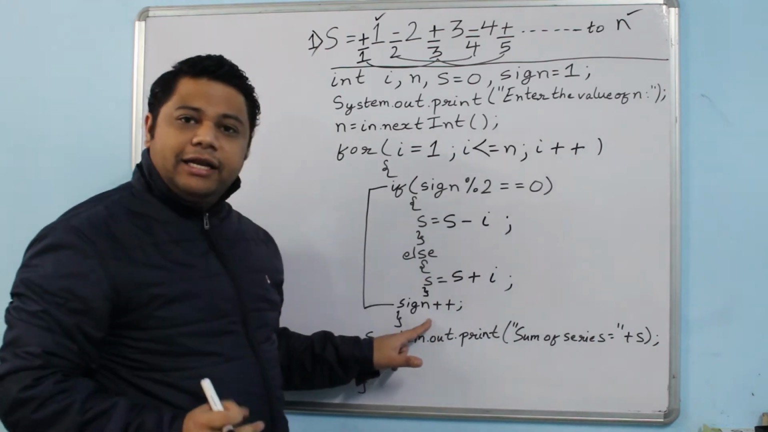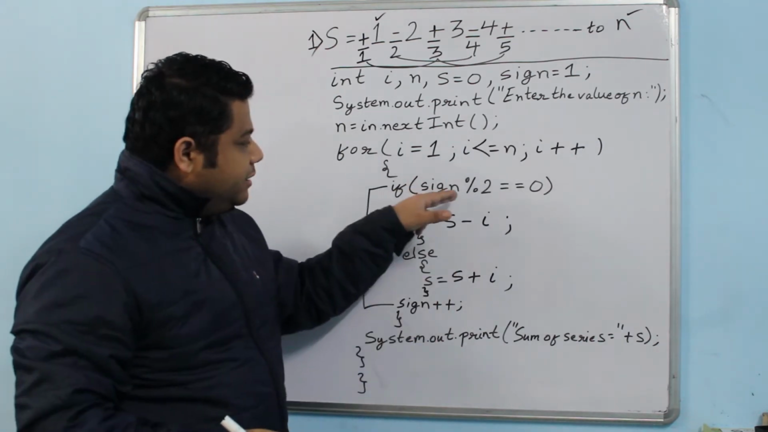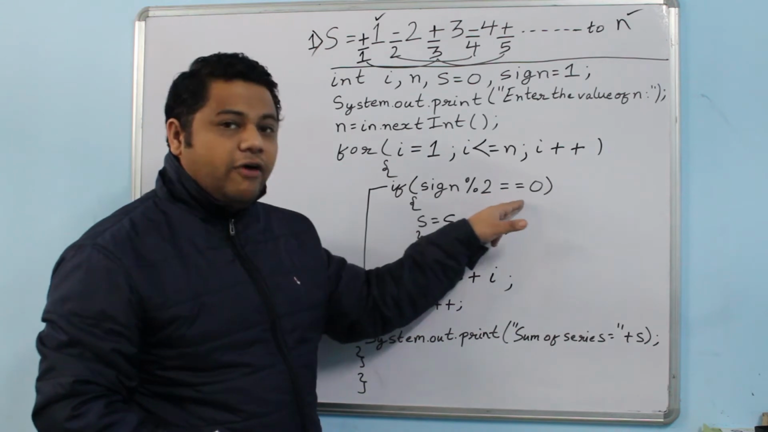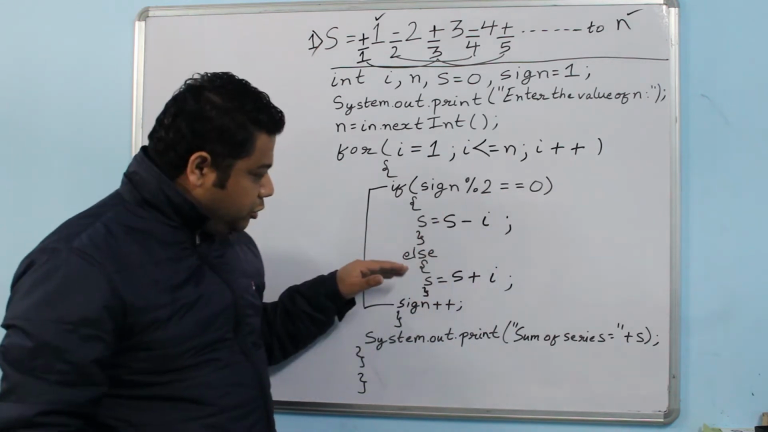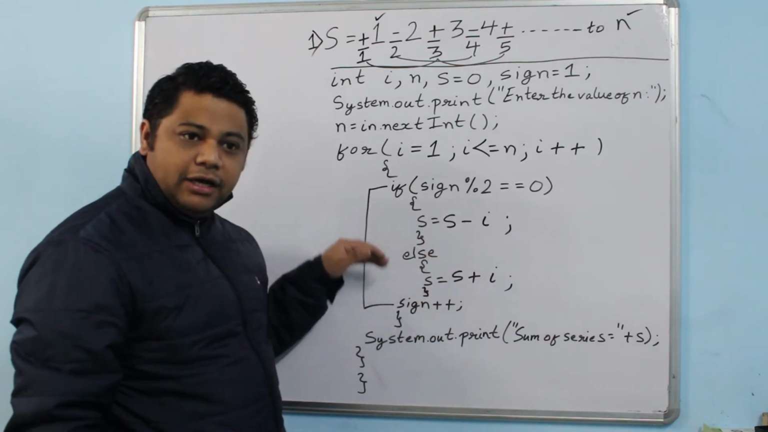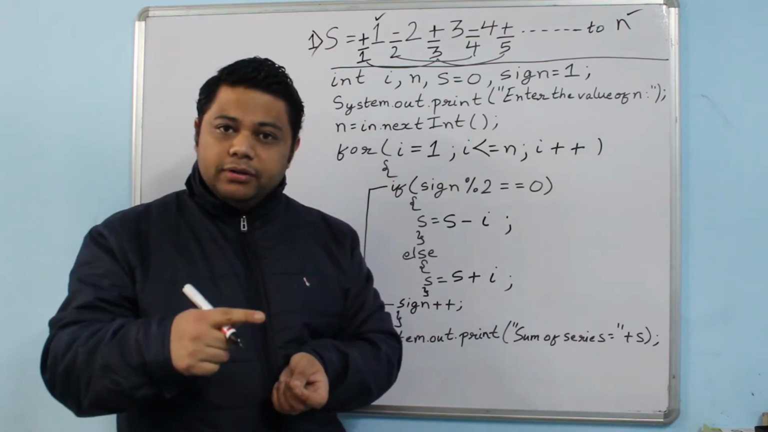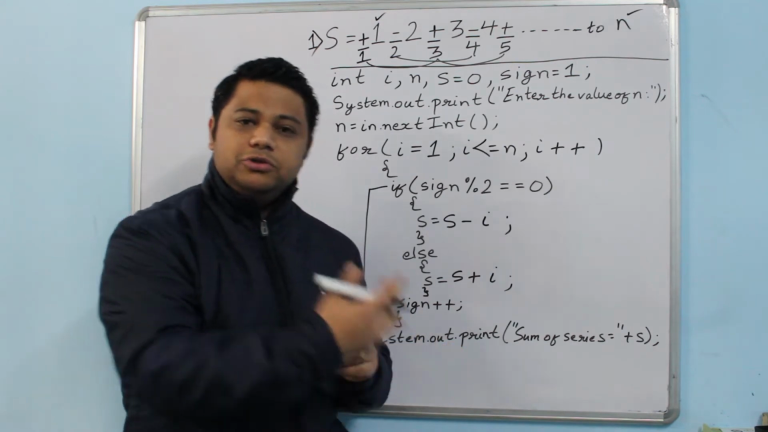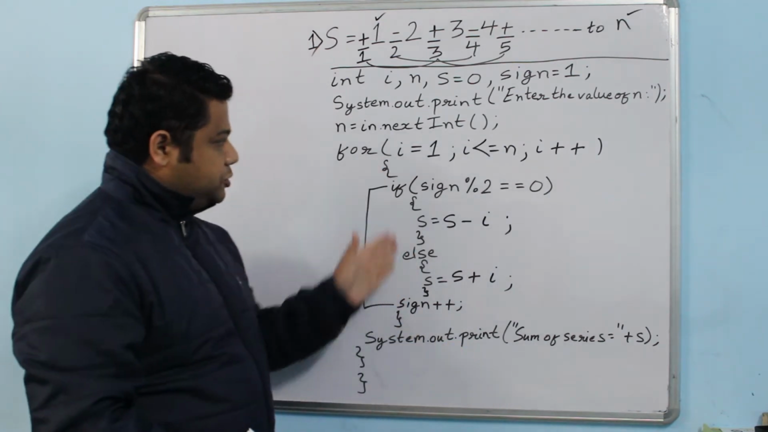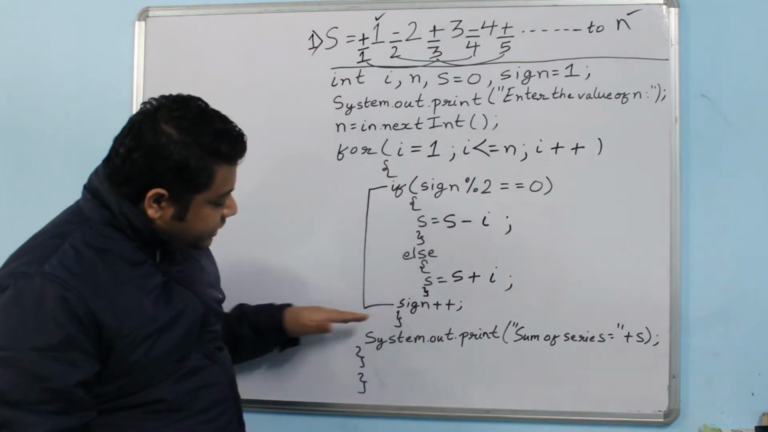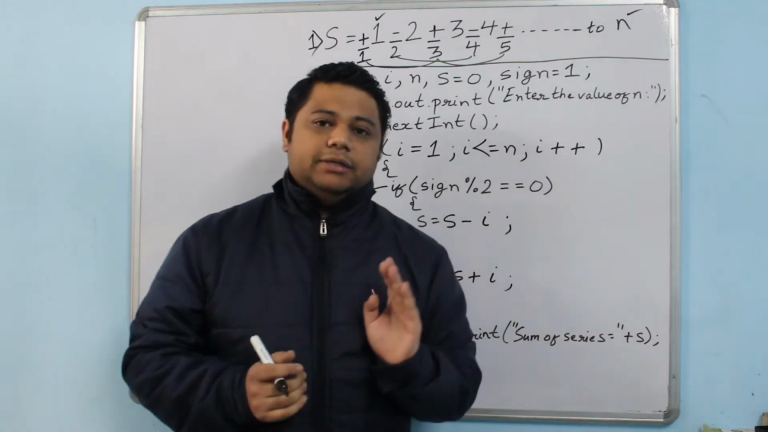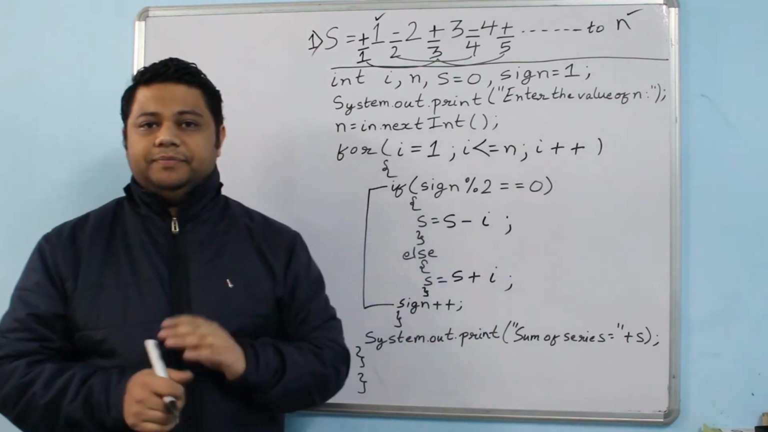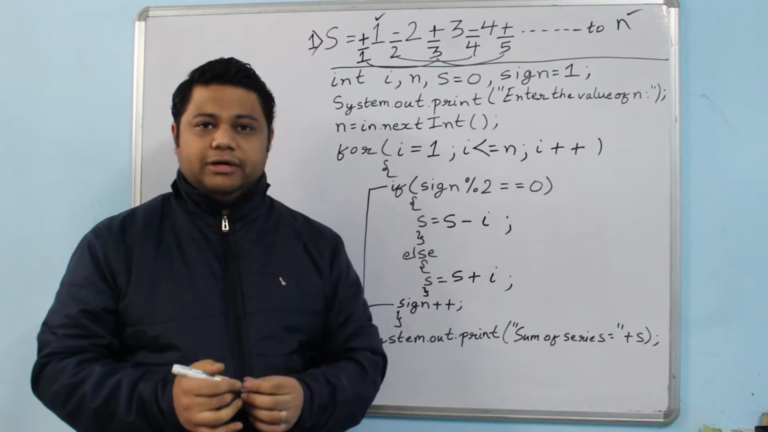Again the value of sign will increase. It will become 3. Then 3 modulus 2 equals 0 is false. It will go to else. So this way it will go to else, again if, else, if. So in alternate loop iterations the program goes once to else then if. So it is getting subtracted also, added also. So this way we are supposed to do this program. And after everything we are supposed to display the sum of series. So this is how we solve the first program over here.